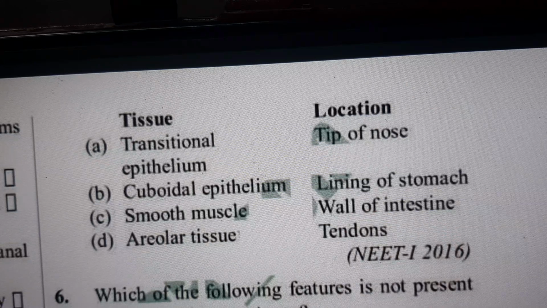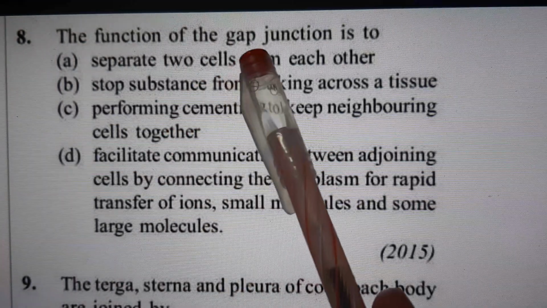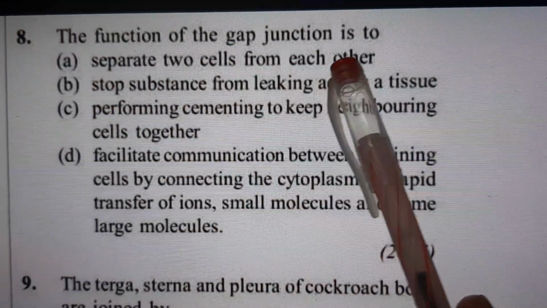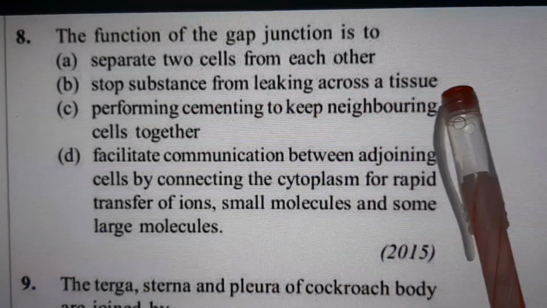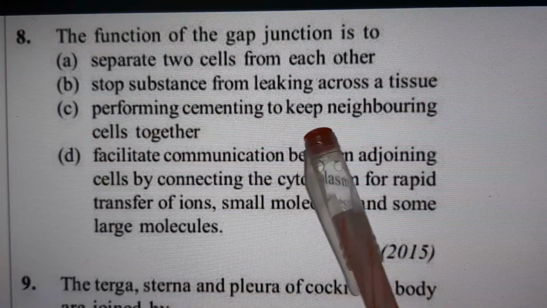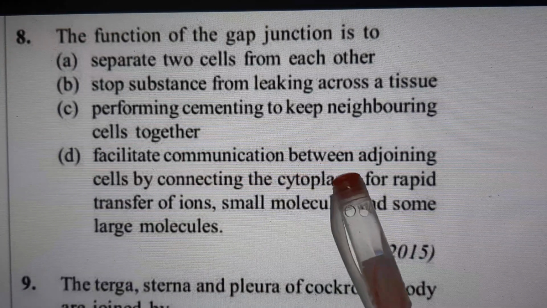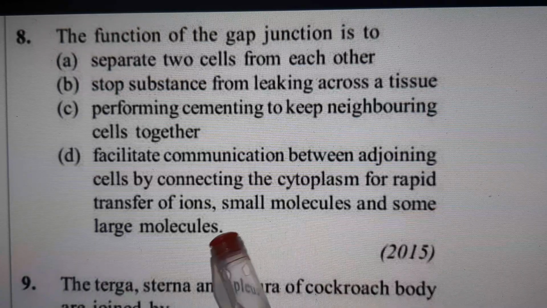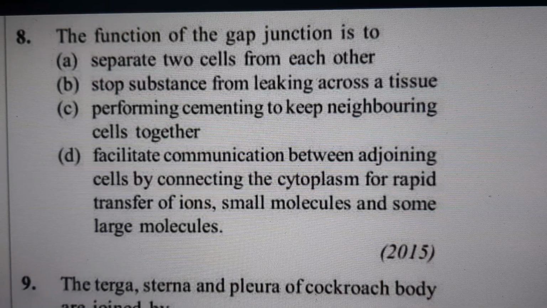Let us look at the next one. Next we have 2015. The function of the gap junction is to: A, separate two walls from each other. B, stop substances from leaking across the tissue. C, perform cementing to keep neighboring cells together. D, facilitate communication between adjoining cells by connecting the cytoplasm for rapid transfer of ions, small molecules, and some large molecules.